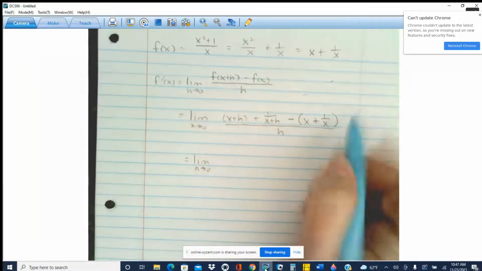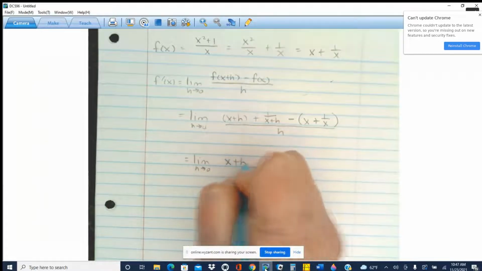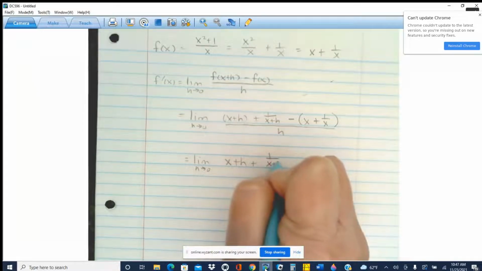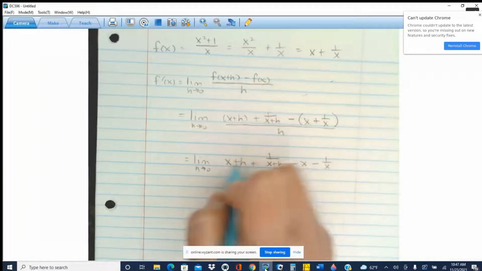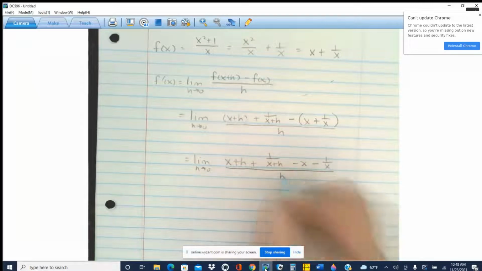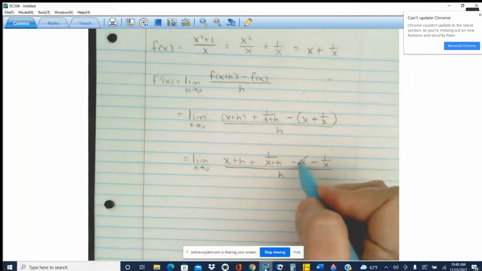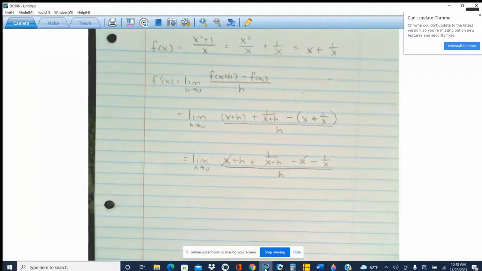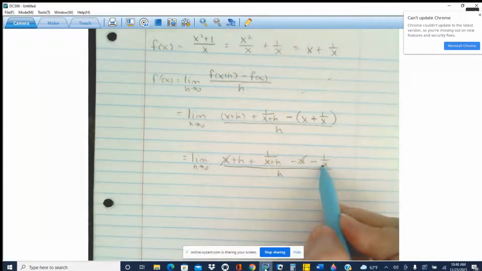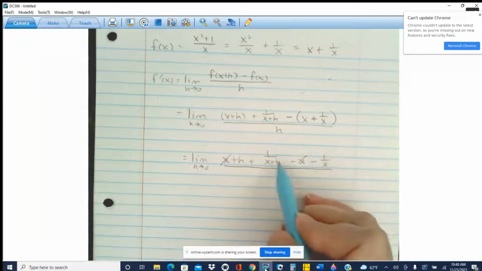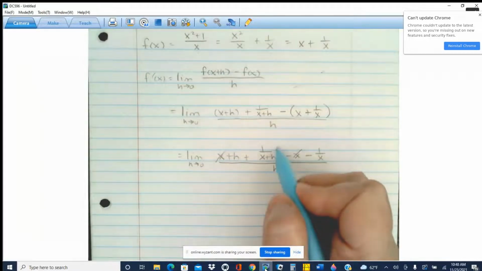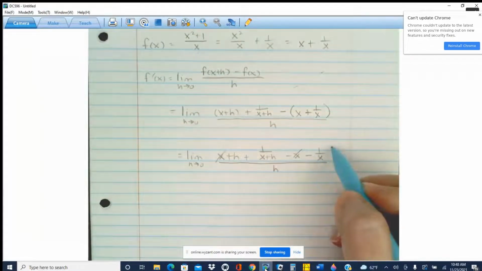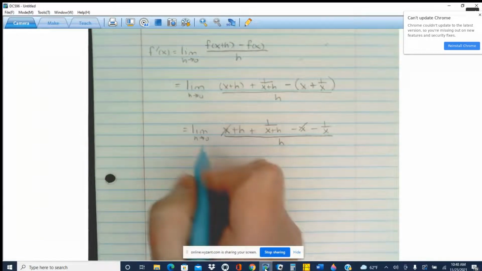Okay, we're going to distribute this negative, and these x's cancel out. Now, in order to combine these two fractions, I need to get a common denominator. They have no factors in common. x is a term, not a factor in this one. So I'm going to multiply this fraction by x over x, and this one by x plus h over x plus h.